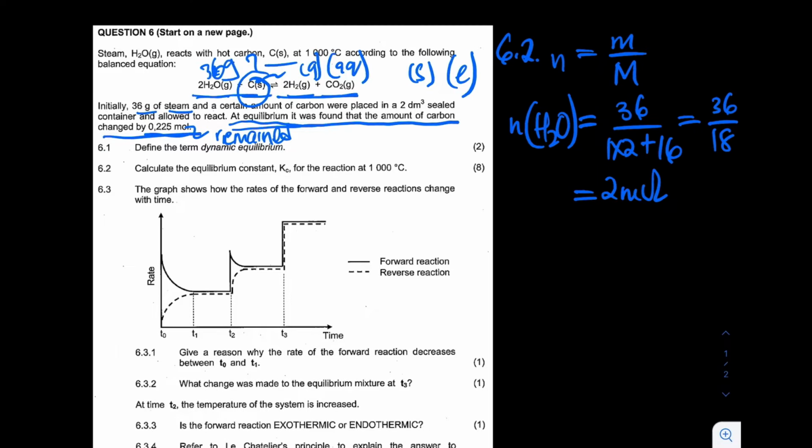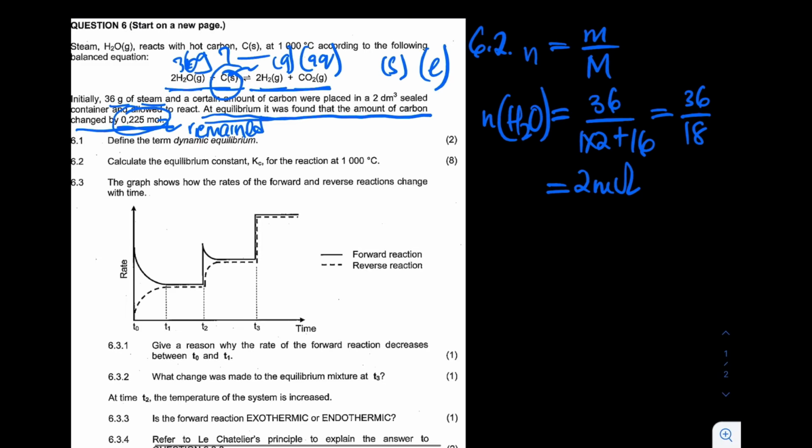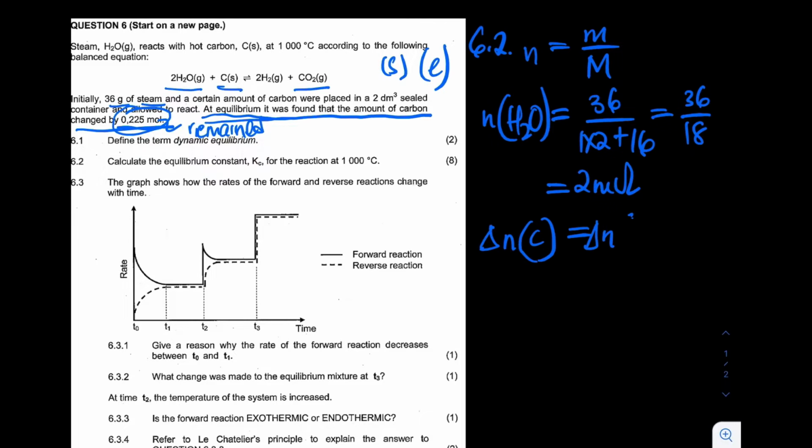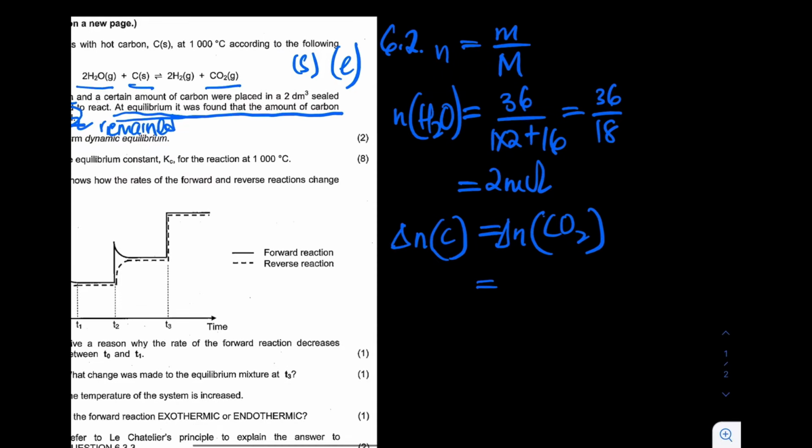Now it says that at equilibrium, it was found that the amount of carbon changed by 0.225, right? Now if you're looking at the ratio in the equation there, the ratio of carbon and carbon dioxide is 1:1, right? Their ratio is 1:1. This simply means that the number of moles at equilibrium is equivalent. So we will say the change in number of moles of carbon is equal to the change in number of moles of what? Of carbon dioxide, which is going to be 0.225 mole. So let's place that. Guys, this happens because the ratio is 1:1, so it's going to be the same.